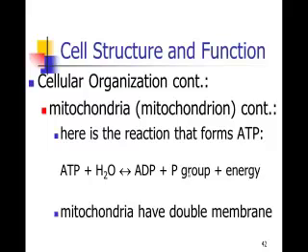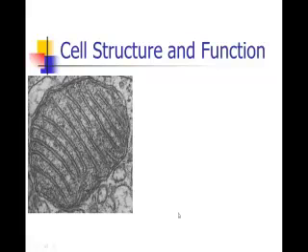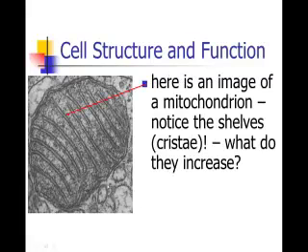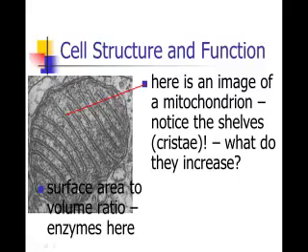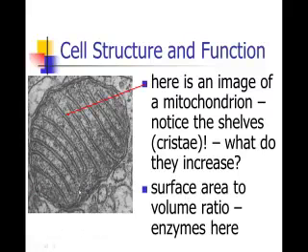So mitochondria have a double membrane, and when we look at the mitochondria, not only does it have a double membrane, but it has these shelves that extend out into the volume of the cell. And these shelves are referred to as cristae, and they increase something. What do they increase, Pansy? Pansy knows the answer to this. Right. Surface area to volume ratio.